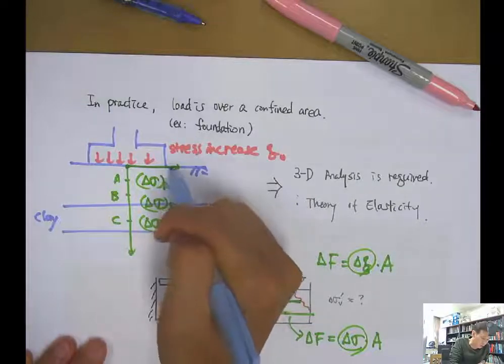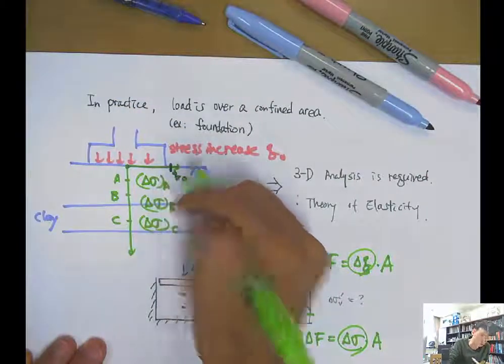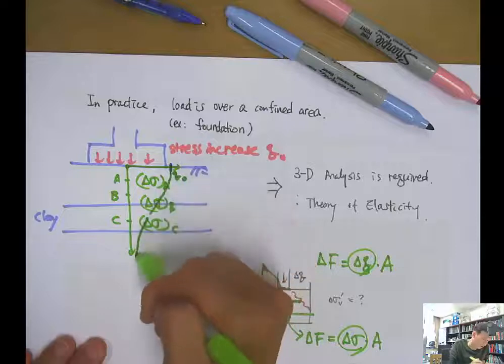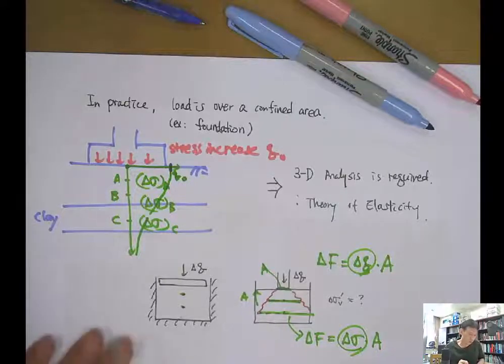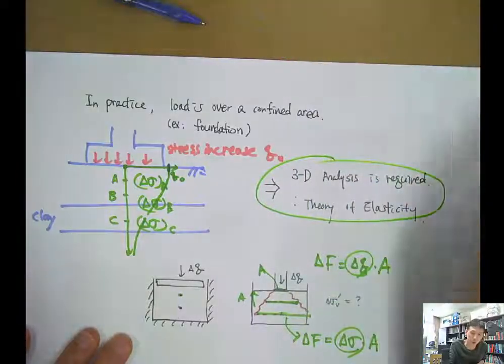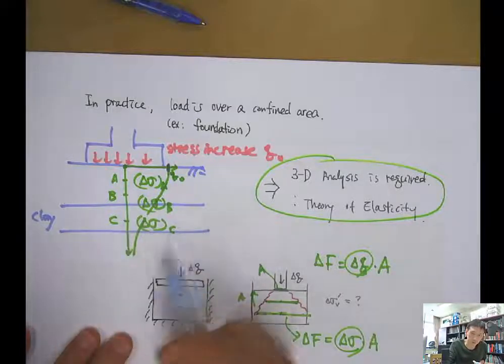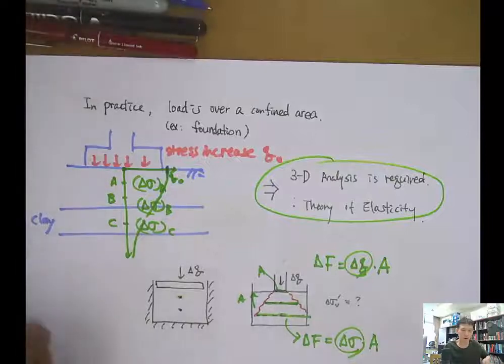At the surface, you have Q naught, which is the total stress increase. And with depth, it's going to decrease like this, because the stress attenuates with depth. This is why this 3D analysis is required, and for that, we use the theory of elasticity. We assume an elastic medium, and we analyze the stress decrease or stress attenuation with depth.